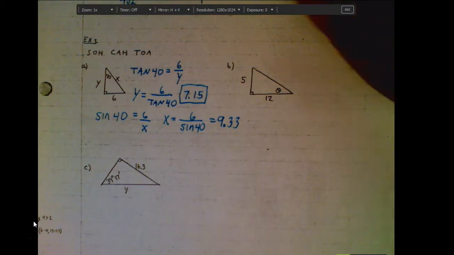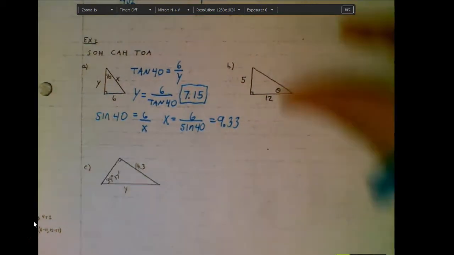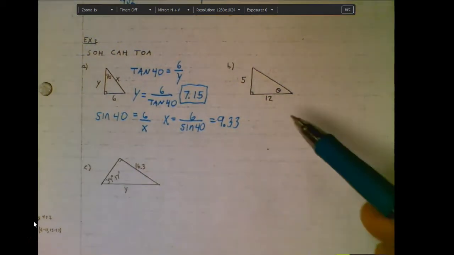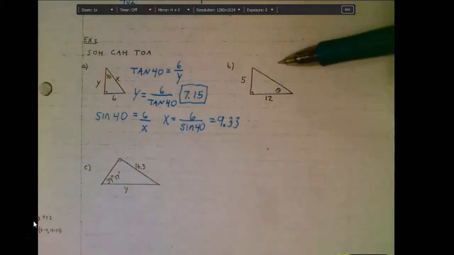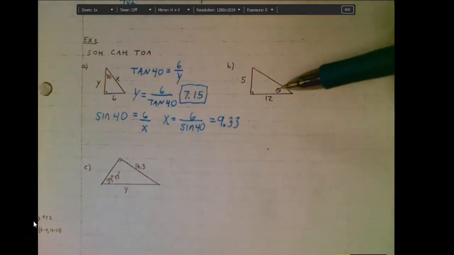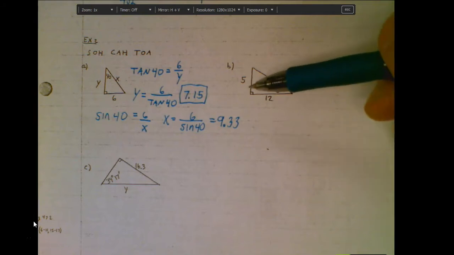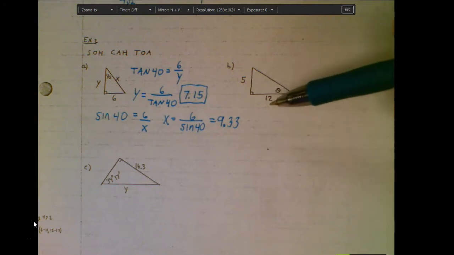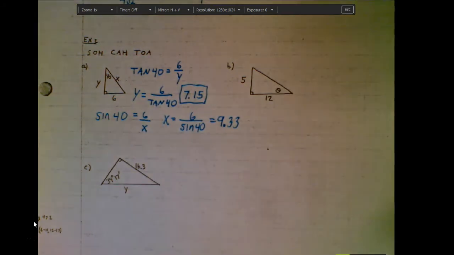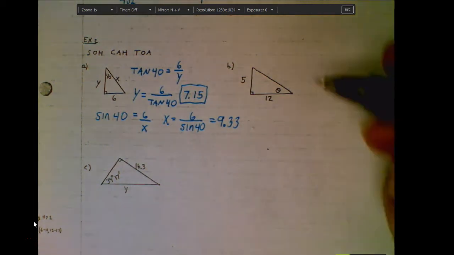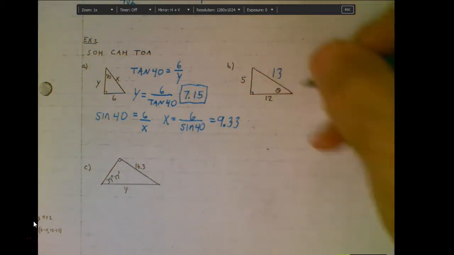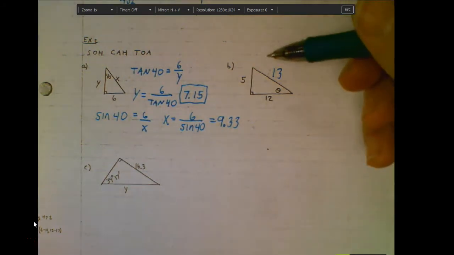Looking at this guy over here, the difference on part B is we know the side lengths, but we don't know the angle. One thing, just as a quick side note, if you did want to find the missing piece of our triangle right here, a little Pythagorean theorem would do the trick. So this is 5 squared plus 12 squared equals c squared, which if you were to solve that, you would come out with 13 as your hypotenuse.